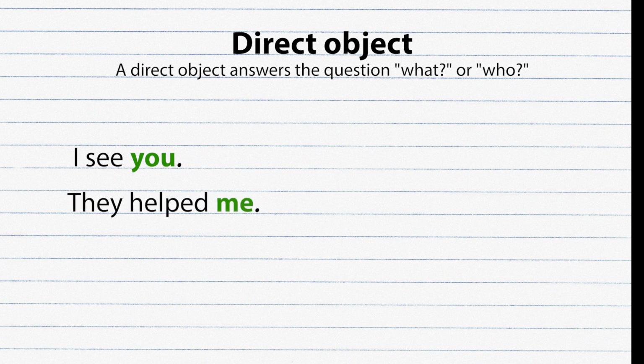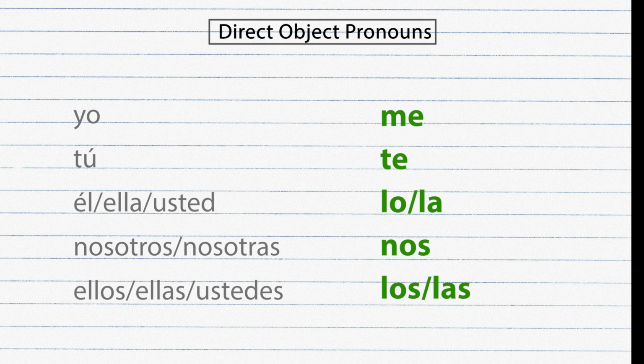They helped me. Me is a direct object. Who did they help? He writes a book. A book is a direct object. What does he write? So by asking what or who, we can find the direct object of a sentence. These verbs only take one object. For the direct objects, we use the direct object pronouns, and these are the direct object pronouns in Spanish.